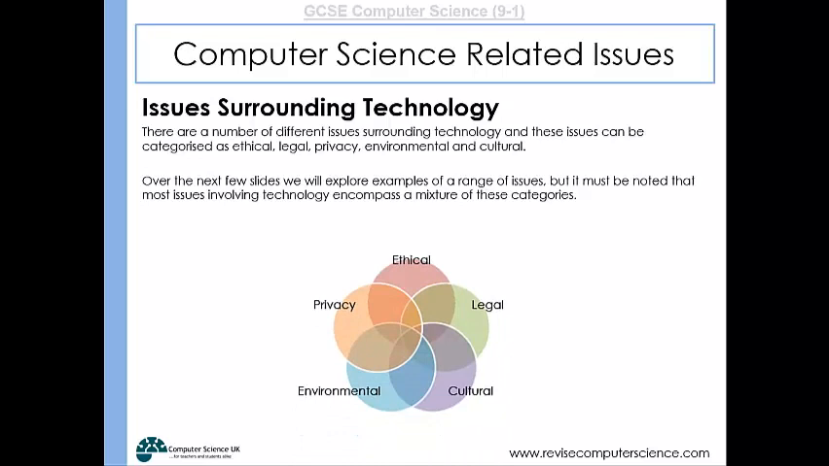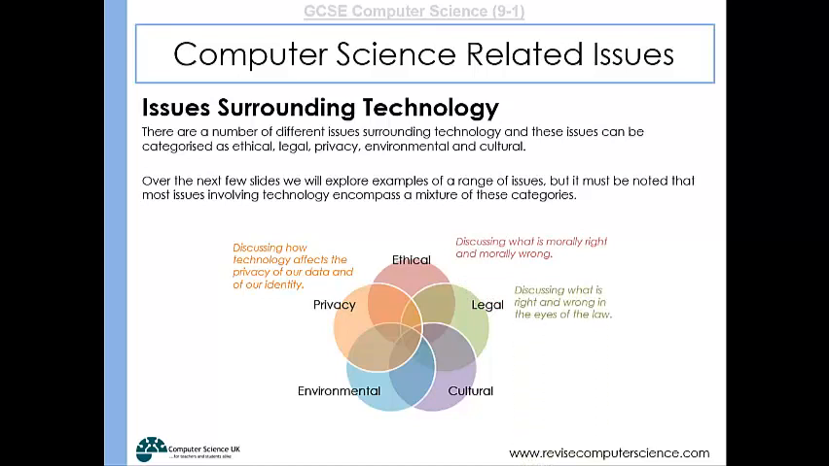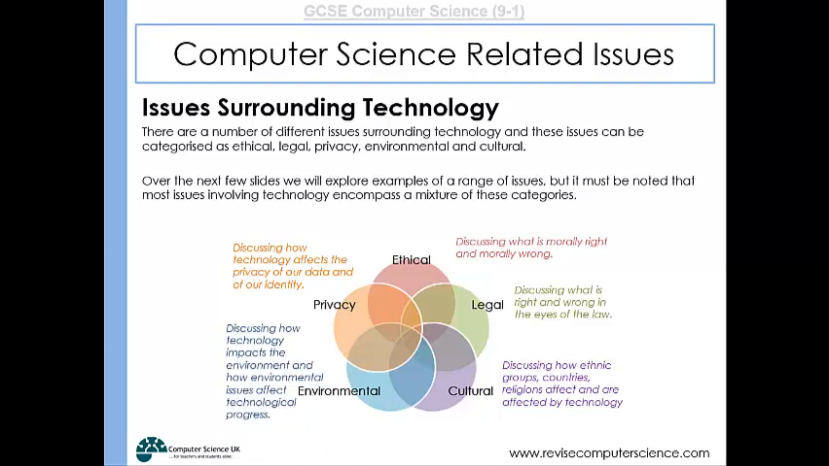So what do these categories actually mean? Well, privacy is discussing how technology affects the privacy of our data and our own identity. Ethical is discussing what's morally right and morally wrong. Legal is discussing what's right and wrong in the eyes of the law. Cultural is discussing how ethnic groups, countries, and religions affect and are affected by technology. And environmental is discussing how technology impacts the environment and how environmental issues affect technological progress.